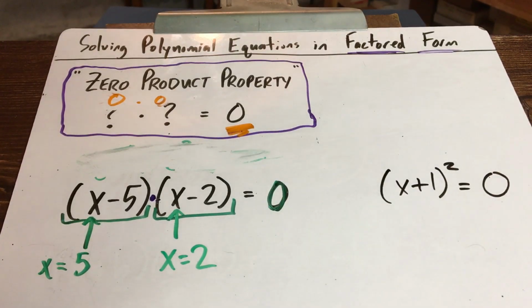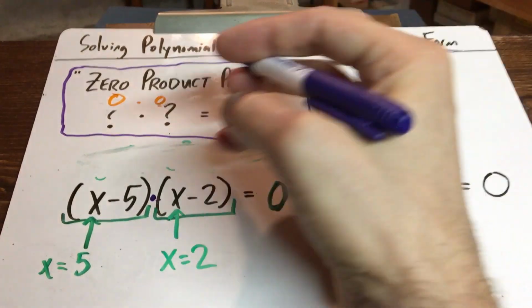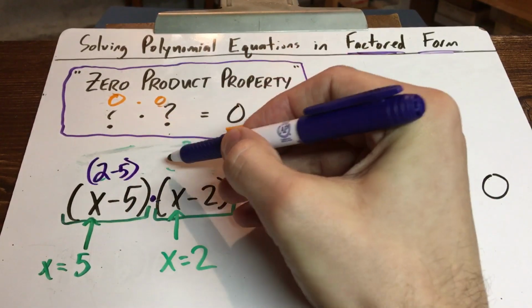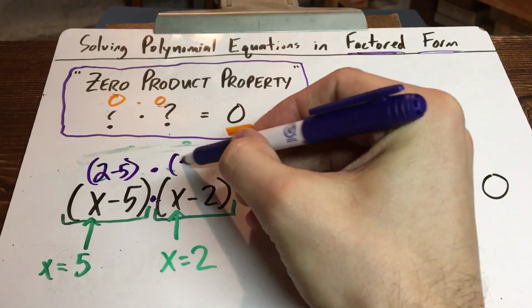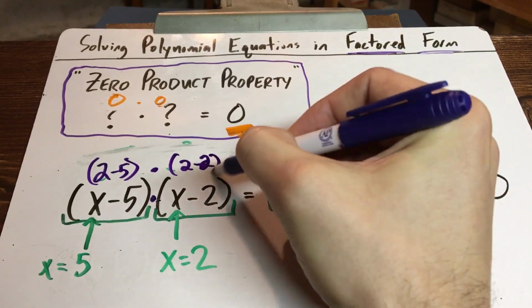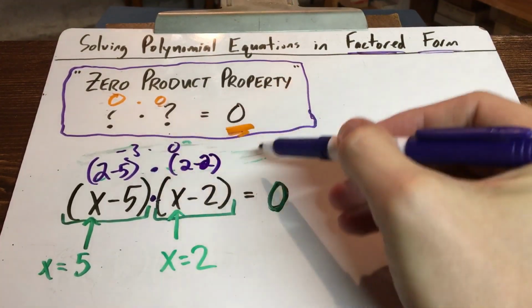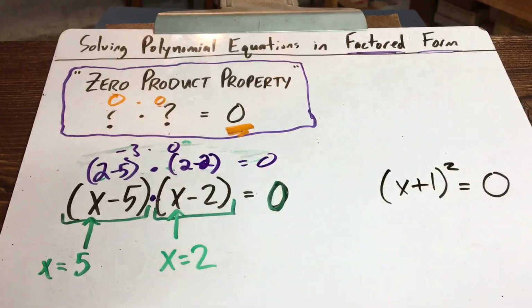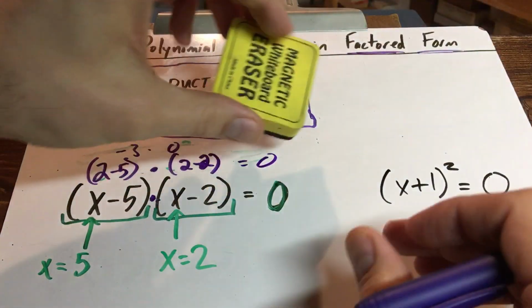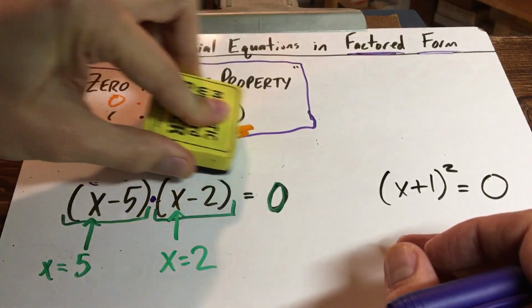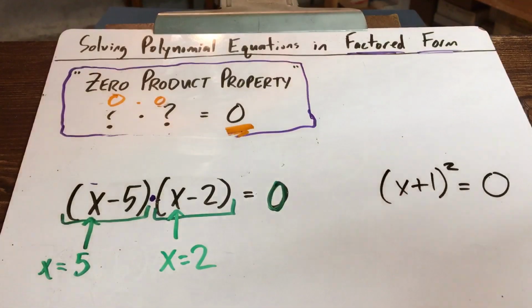If I plugged 2 into this original problem, I would have 2 minus 5, which is negative 3. And then I would have negative 3 times 2 minus 2, which equals 0. So we'd have negative 3 times 0, which also equals 0. And so that's the main idea. This is almost like a mental math question once you get the hang of it. You really don't have to show all that work.